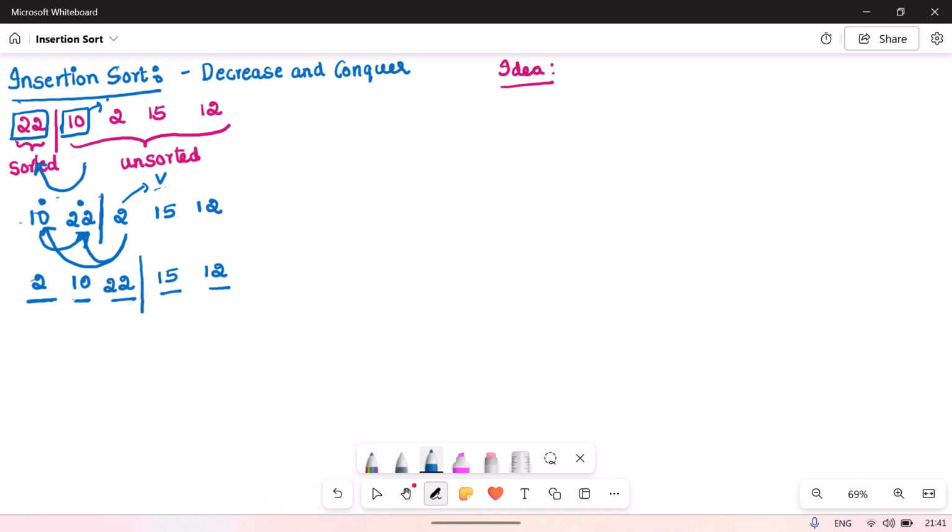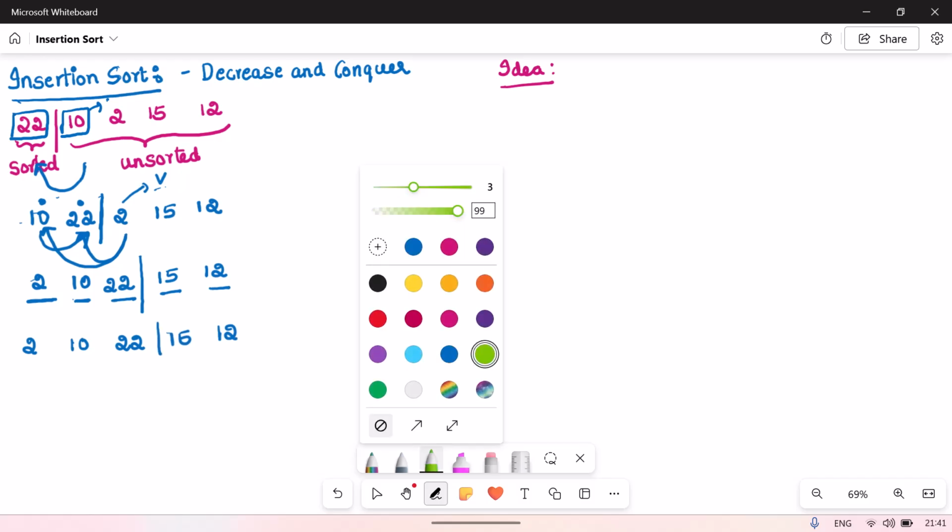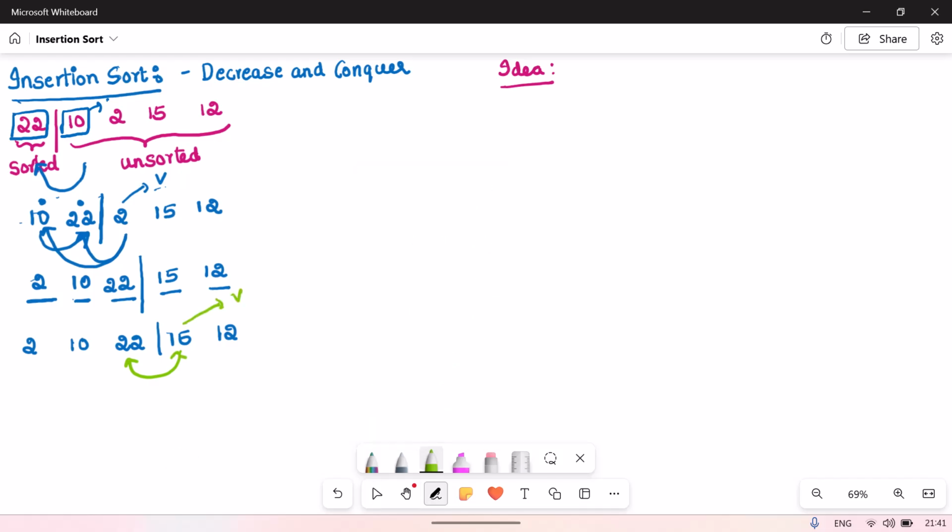Now let me explain for 4 elements. See, 2, 10, 22, 15 and 12. First, 15 and 22 will be compared. Remember, 22 will be stored, 15 will be stored somewhere. When I compare, I come to know that the elements are not in order. So 12 will be here only, no problem.